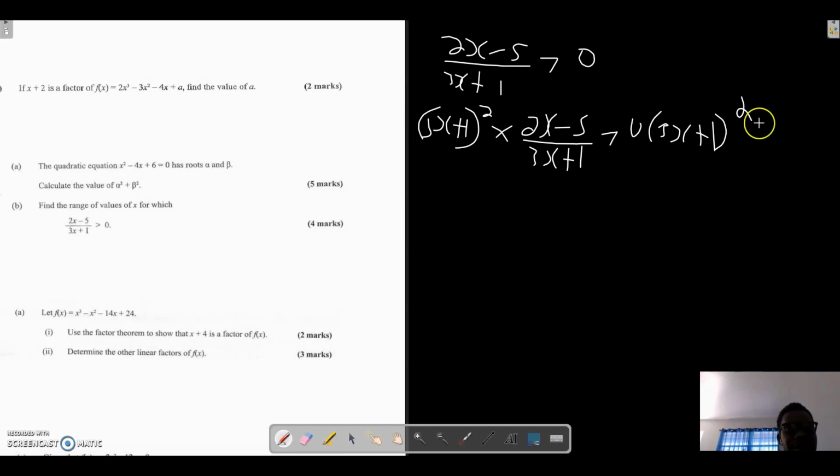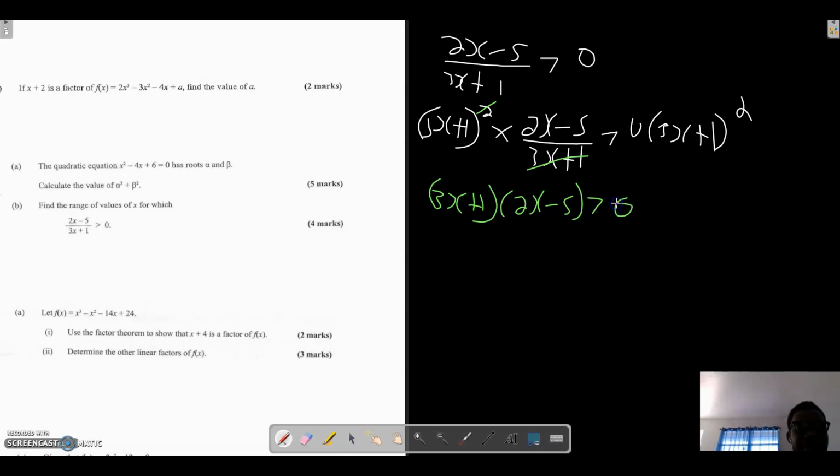Now clearly we know what is going to happen on this side. Alright, 0 times anything, that's 0. Now here, by laws of indices, this would cancel out one of that. So I'm going to have 3x plus 1 times 2x minus 5 is greater than 0.